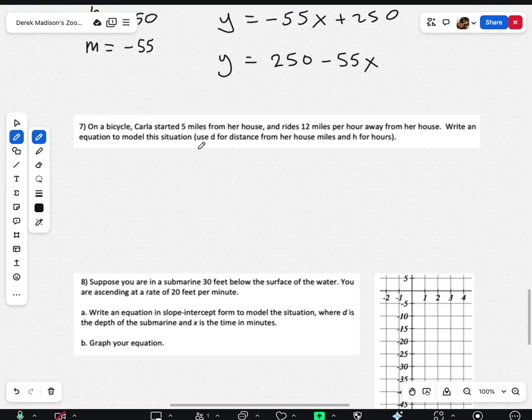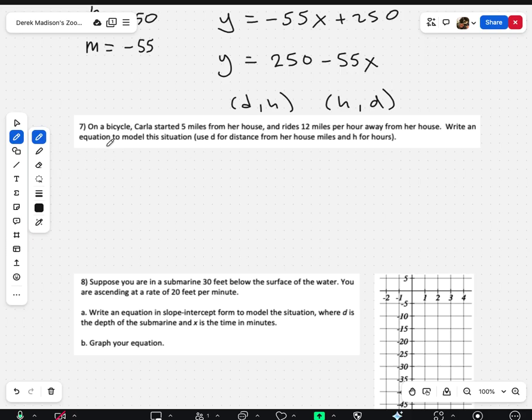This next one: on a bicycle, Carla starts 5 miles from her house and rides 12 miles per hour away from her house. Write an equation to model the situation. Use d for distance from her house and h for hours. So we have to decide, this could be one of two things. In terms of the ordered pair, it could be (d, h), but it could also be (h, d). We don't know which one is x and which one is y until we stop and think about it. So we definitely want to stop and think about it.